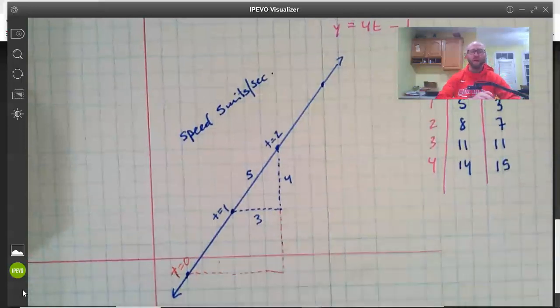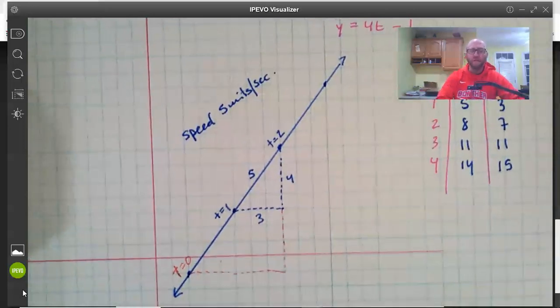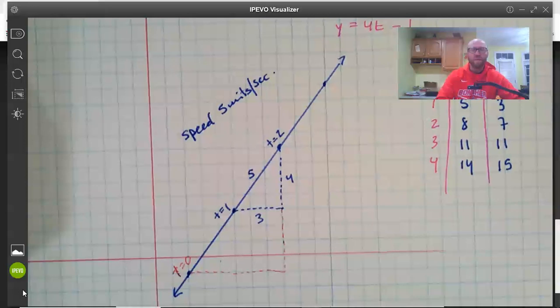I'm just going to have to go back and cut all that out. It's a lot of nothing.